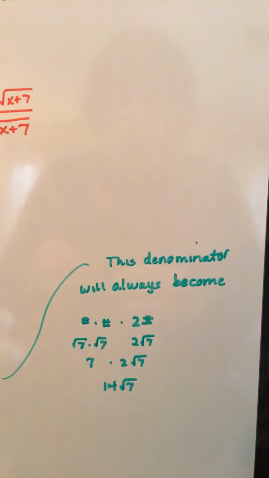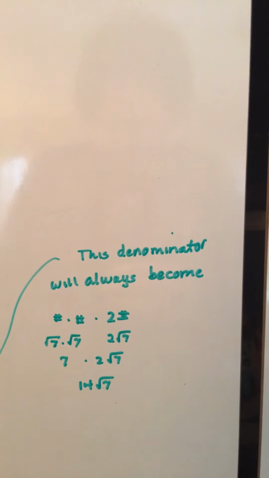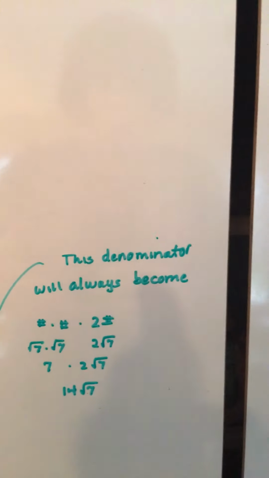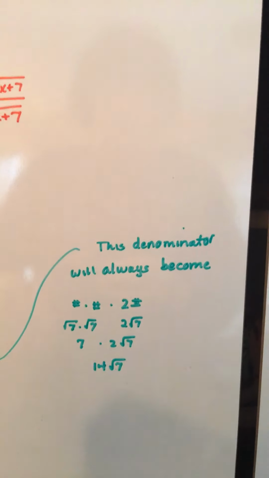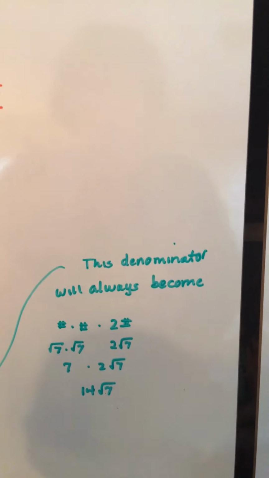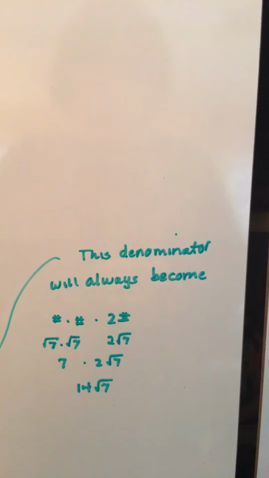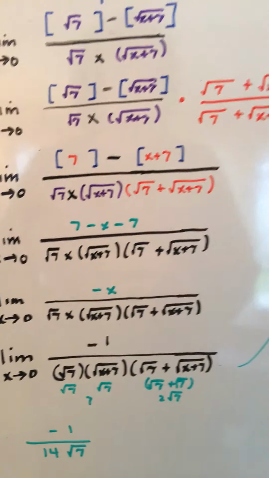Notice the denominator always will become number 2 times number, and so whatever you get is always going to be the number squared times 2 times the number. And so that will be the pattern. We'll see it happening here.